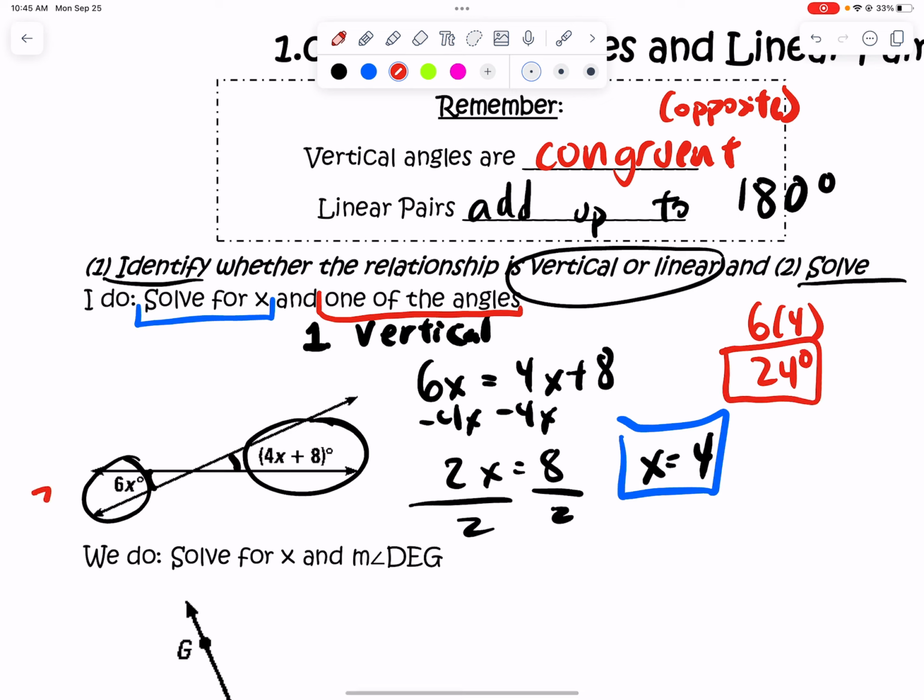But if one is 24, do I need to plug it into the other one? Remember, by definition, vertical angles are congruent. That means if this angle is 24, the other angle is also 24. And if you plug it back in, you'll see that I'm correct.